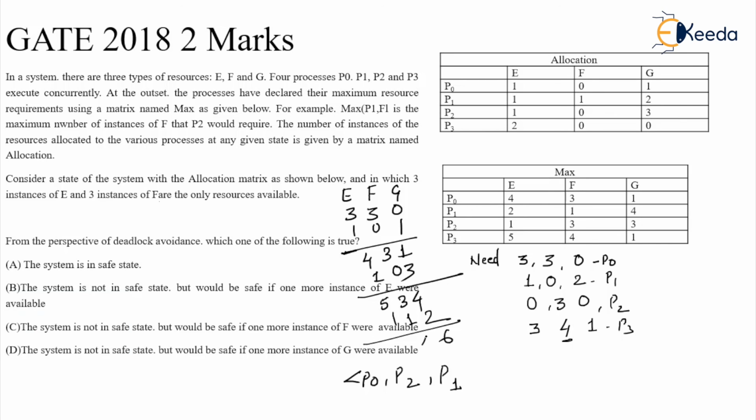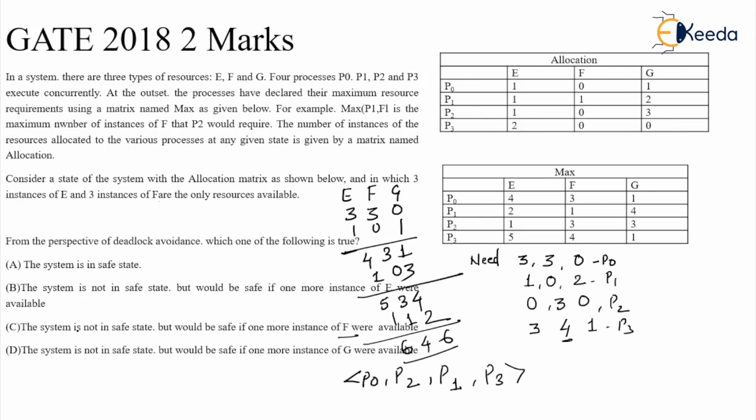So that will become 6 6 4, and 6 6 4 can satisfy the remaining request, that is P3. Okay, the system is in a safe state. The options are: the system would be safe if one more instance of F were available; the system is not in the safe state but would be if one more instance of F is available; the system is not in the safe state.